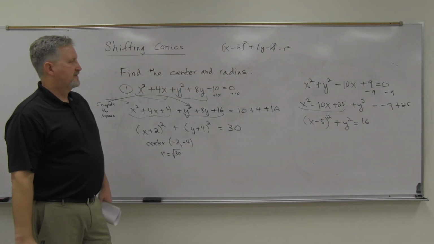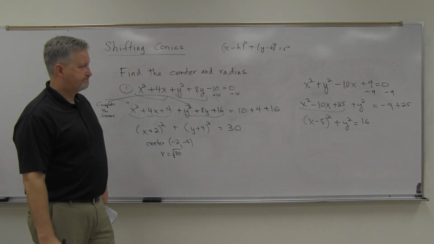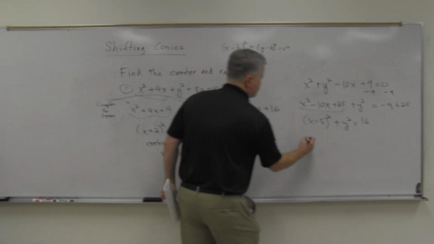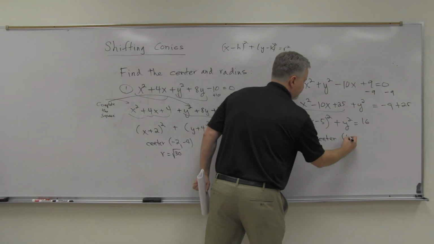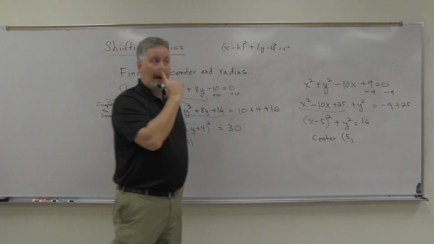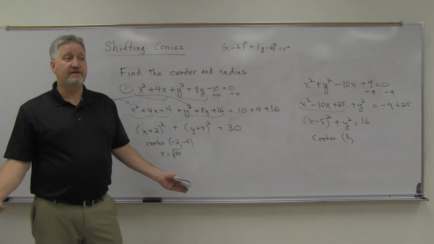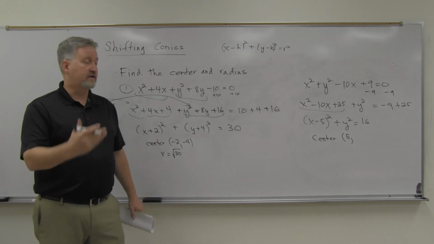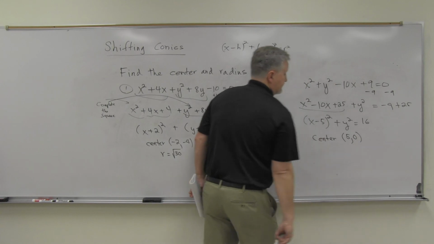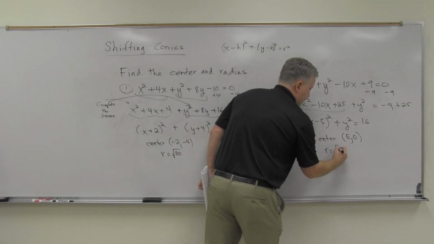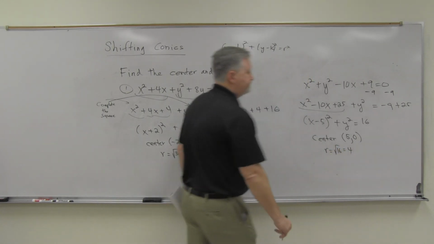And so the center and the radius: the center would be, we do the opposite, 5. Now what about the y? 0. Yeah, there's nothing subtracted from the y, so the y value of the center, the k, is 0. And the radius, of course, is the square root of 16. All right?